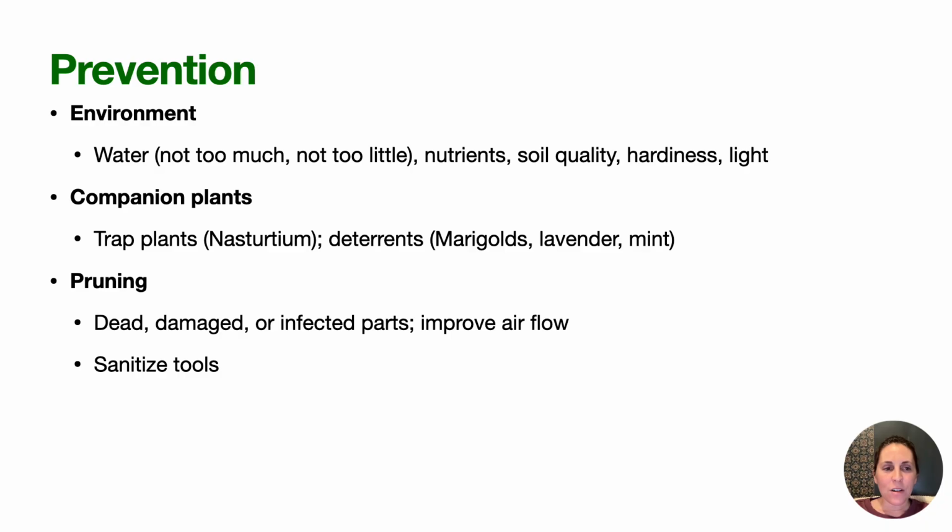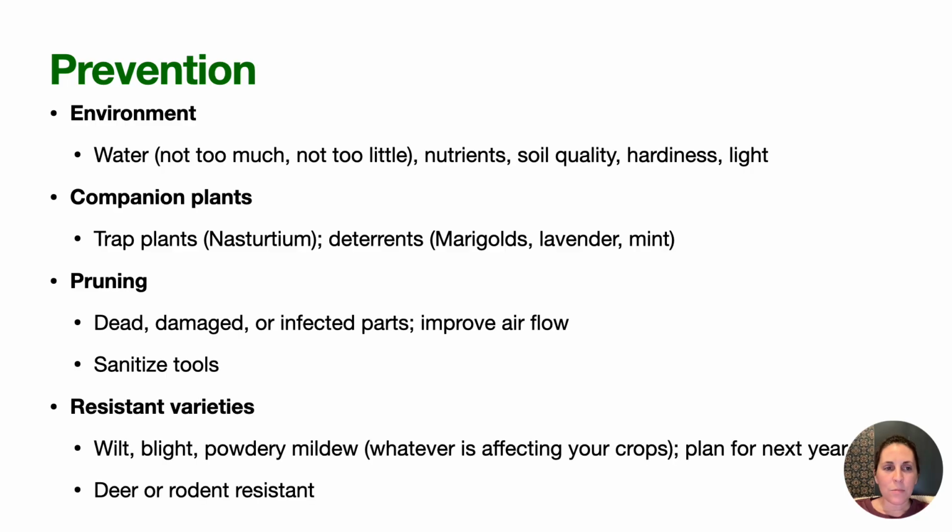And then prevention also includes things like pruning. And so that means removing the dead, damaged, or infected parts and also improving airflow. And so in the spring, this would be a good time to prune back some of those trees that may have had some damage or infection. And then during the growing season with our vegetable plants, it's important to do pruning on some of those more bushy plants like those tomatoes in order to improve airflow.